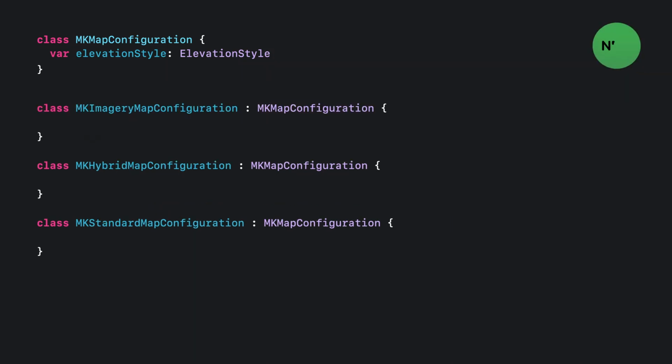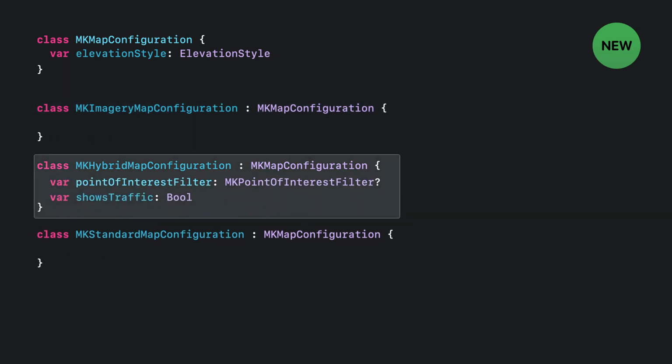Now let's take a closer look at the map configuration subclasses. The imagery map configuration only shows satellite imagery with no additional map features, so it doesn't have any other properties. The hybrid map configuration has additional properties to control filtering of point of interest categories and whether to show traffic or not.